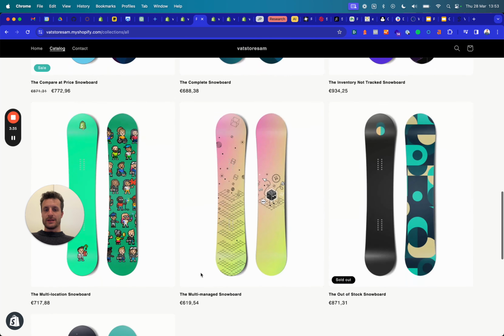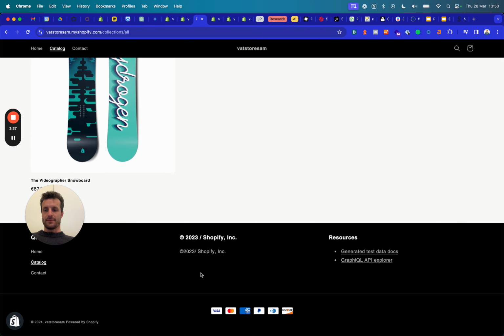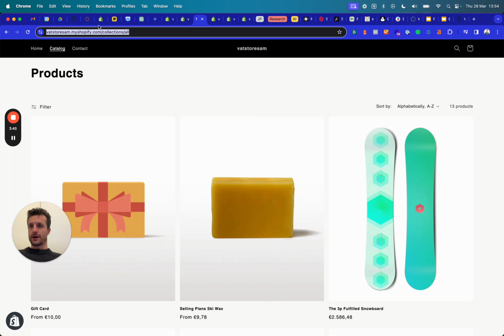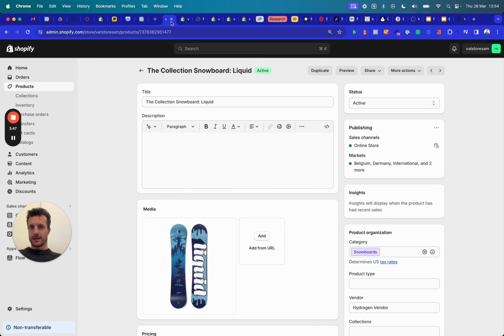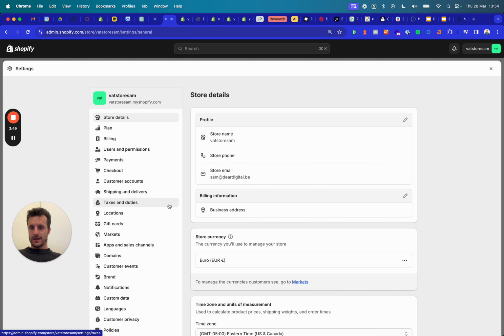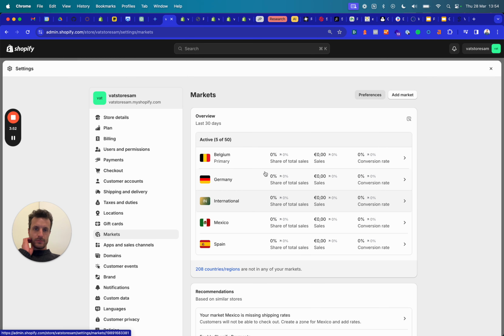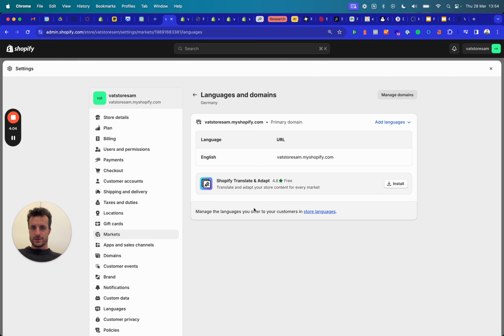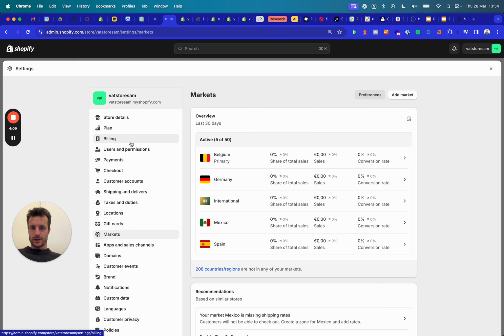So here we actually already see how Shopify is working, because I assume that we are on a different market. So let's just go back for a second into the markets settings. So Belgium is a primary market, and I do think that we have the subdomains per market at this point in time. So let's just have a look. This is for Germany. Wait a second.